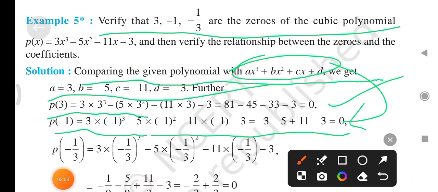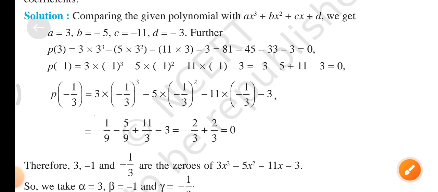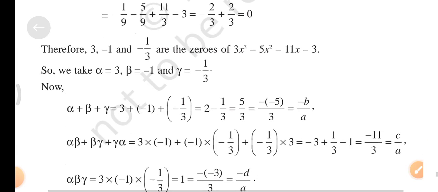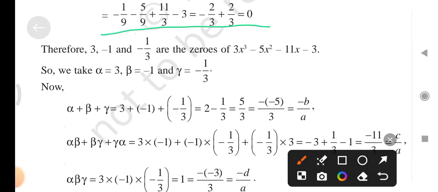P of minus 1 by 3 is equal to 3 into minus 1 by 3 whole cube minus 5 into minus 1 by 3 whole square minus 11 into minus 1 by 3 minus 3, which is equal to minus 1 by 9 minus 5 by 9 plus 11 by 3 minus 3, which is equal to minus 2 by 3 plus 2 by 3, which is equal to 0.